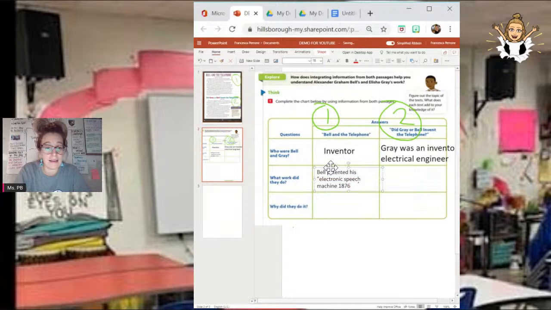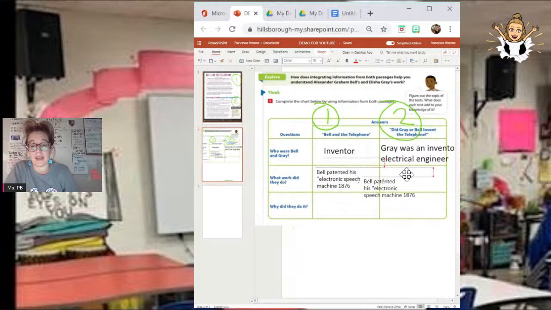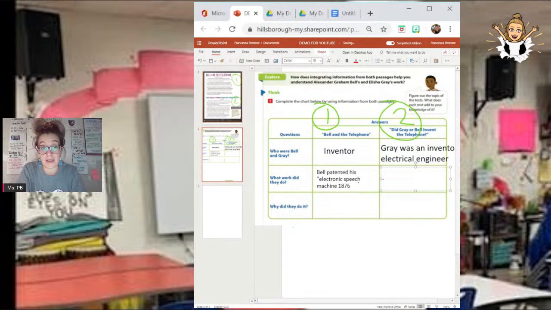But what did Gray do? Now, Gray invented one of the first telephones in 1876. So the difference between these two. So basically, when you're integrating information from different sources, you are just answering some questions or you're bringing that information together. So both of these texts were about the inventions of telephones and the inventors themselves. So when we're bringing together that information, making a list comparing that information will be helpful to our understanding. So Gray invented one of the first telephones in 1876. So it was around the same time, the same year at least, that they both created these inventions.